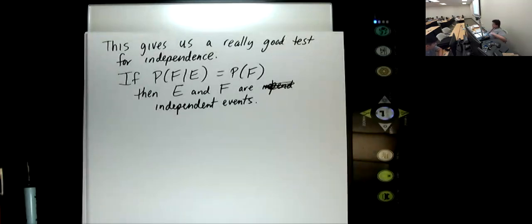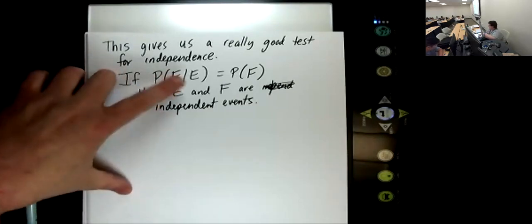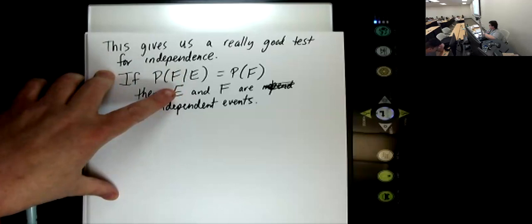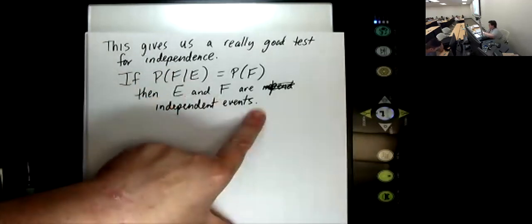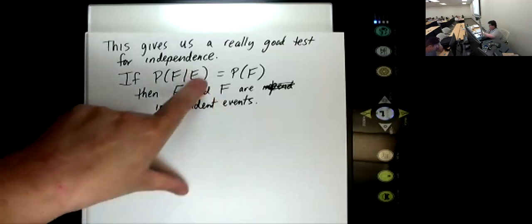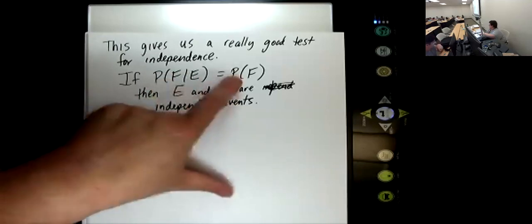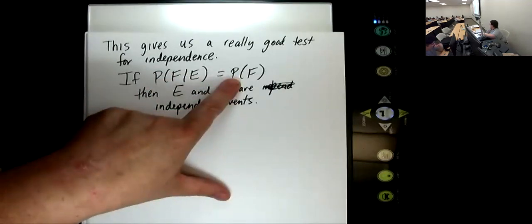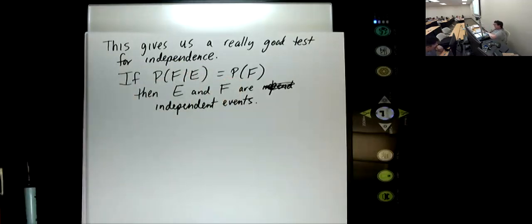If this scenario happens, F given E has the same probability as F, it means E happening didn't affect the probability of F happening. Does that make sense? E happening is supposed to, for a dependent event, affect F, but if it still equals just the probability of F, whether or not E happens, it shows that E and F are unrelated.